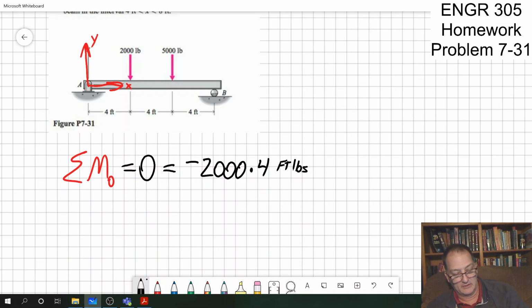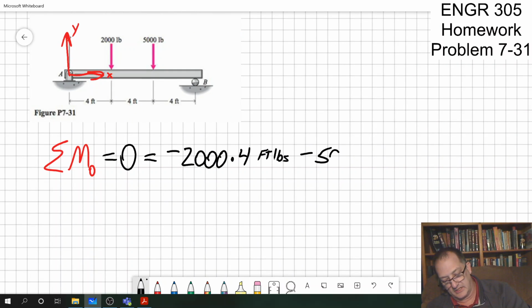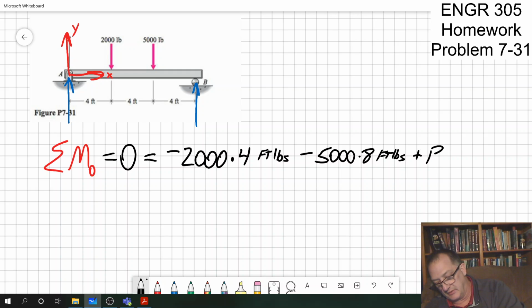And then I've got, well, it's a minus, and this gets really big, minus 5,000, and then the distance is 8, and the units are foot pounds. And then I've got a reaction force at B, right? I'd have reaction forces there and there. The reaction force at B, and that distance is 12 feet, and that's going to be in the positive direction, and so RB is going to be in pounds to get me to foot pounds.